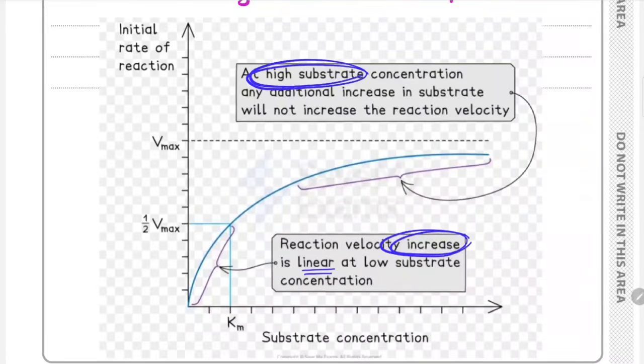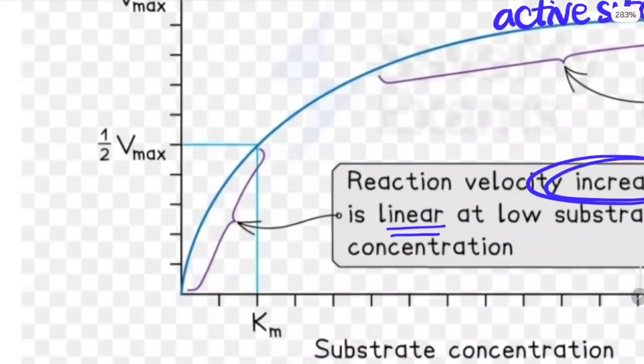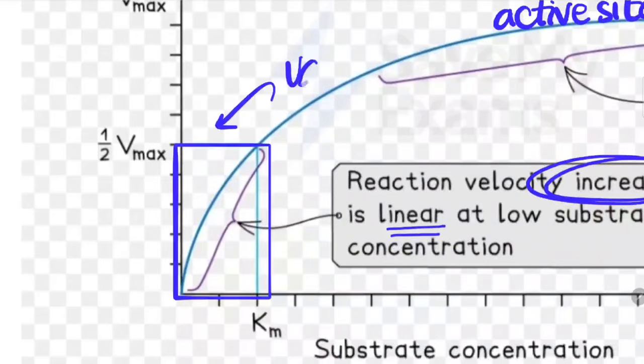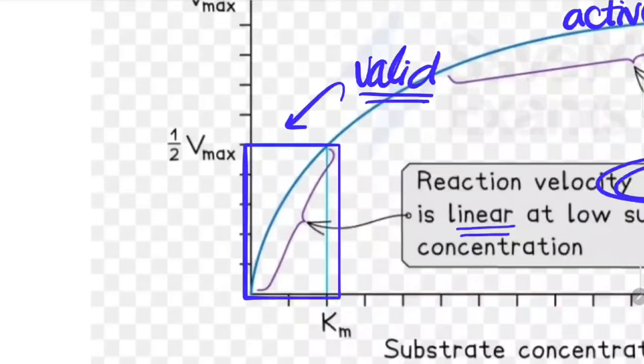But at very high substrate concentration, any additional increase in the substrate will not increase the reaction velocity. And why will it not increase? Because the enzymes' active sites are now limiting. I don't have enough active sites for all these substrates to bind. They are all occupied. I don't want this to happen, so I only want the initial rate to be measured, and this is the most valid part where there are no limiting factors affecting the rate of reaction.